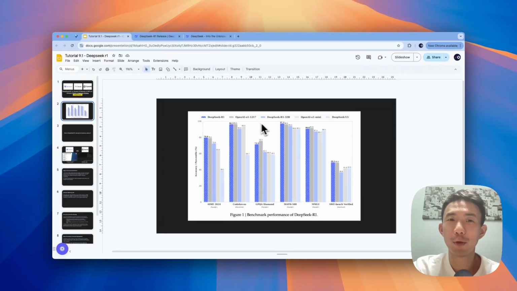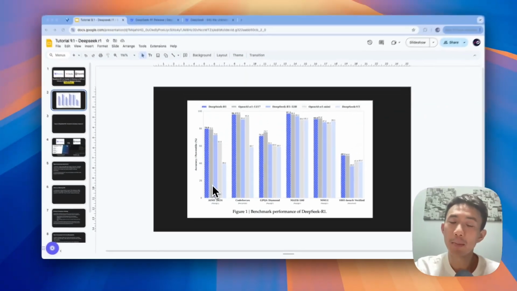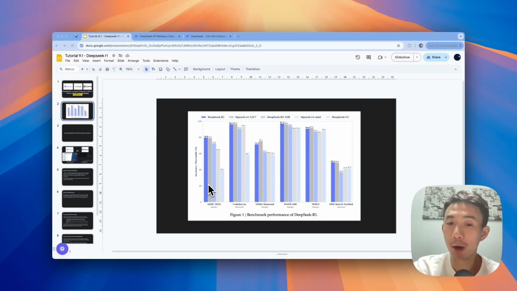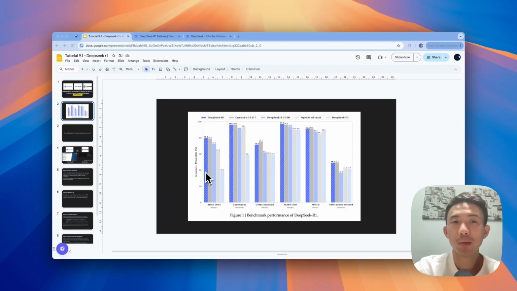Okay, this figure is showing the benchmark performance of DeepSeek-R1. This one is AIME 2024, which is the American Invitational Mathematics Examination. Basically, it's a high school math competition with extremely challenging problems like algebra, geometry, number theory, etc. And you can see the performance of R1 is better than OpenAI's O1 model here.